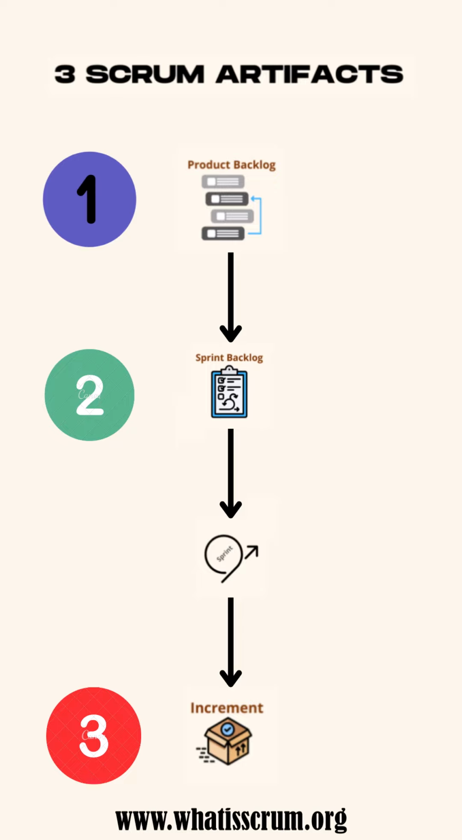Next, we have Sprint Backlog, derived from the Product Backlog. This is a subset of items selected for development during a specific sprint. It's a more detailed plan for the work to be done.